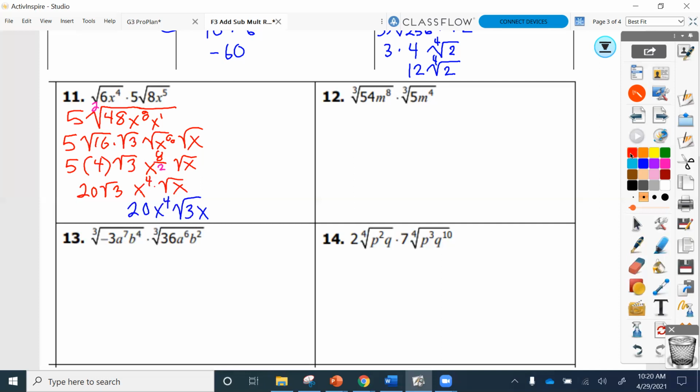All right, so there's no numbers on the outside, so we're going to use the product rule here. So we'll say we've got the cube root of 54 times 5 is 270, and we've got m to the 12th. And we're just going to keep that since 12 is divisible by 3.